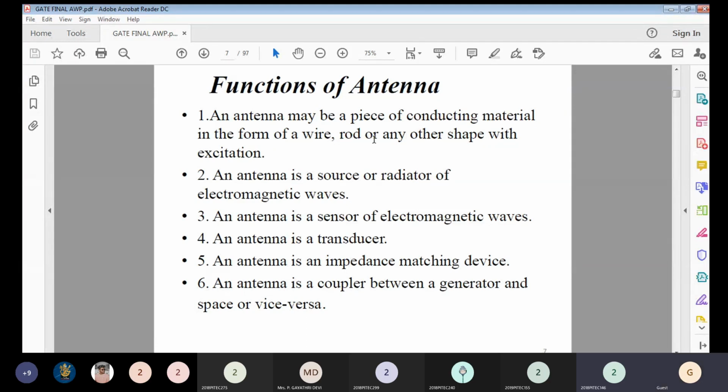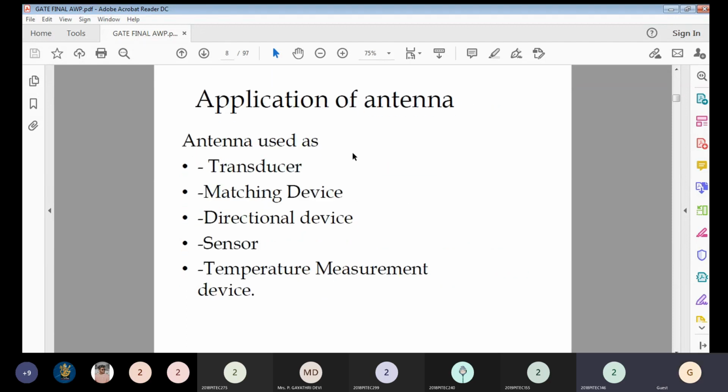With this slide, with this PPT, we are able to understand the functions of an antenna. Next, applications. We are going to use the antenna for a variety of applications. It is used as a transducer, matching device, direction device, and temperature measurement device.